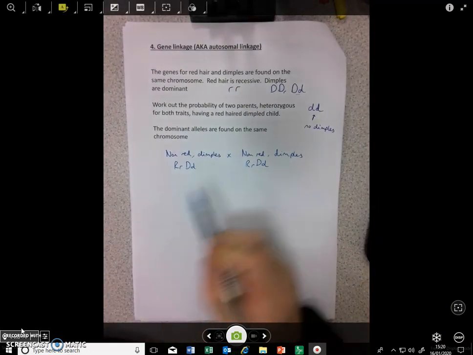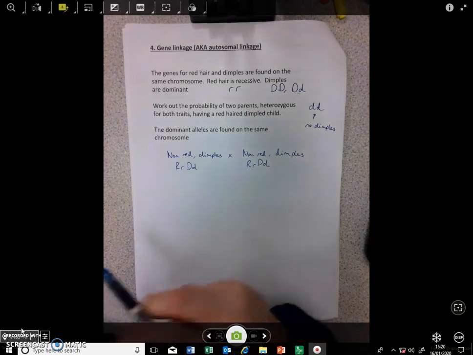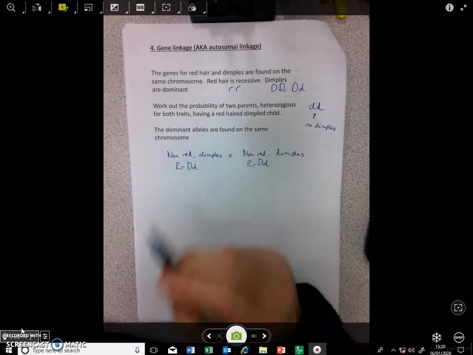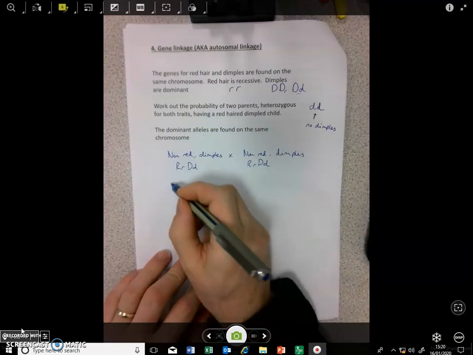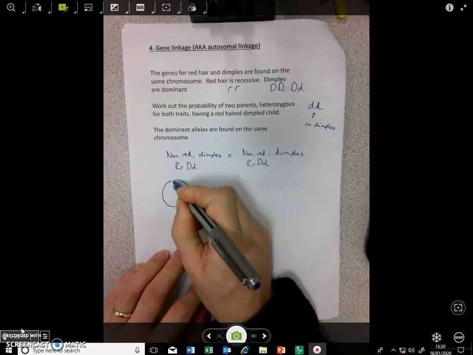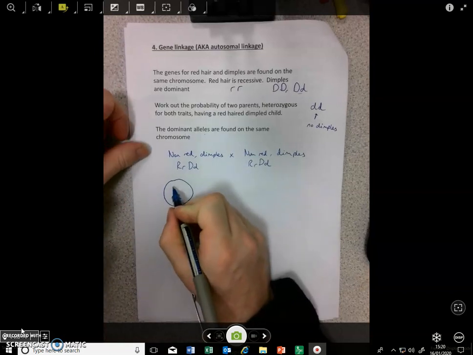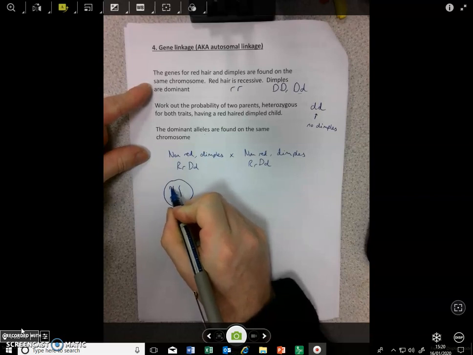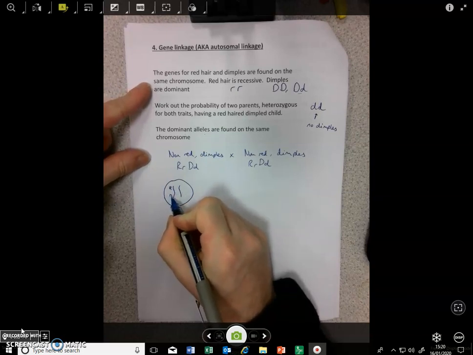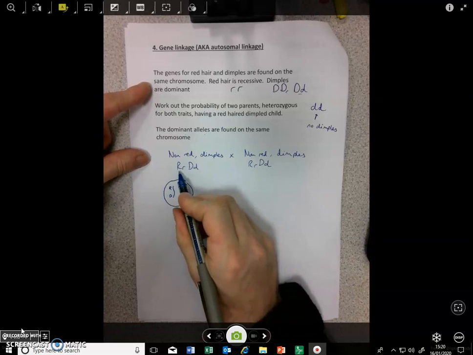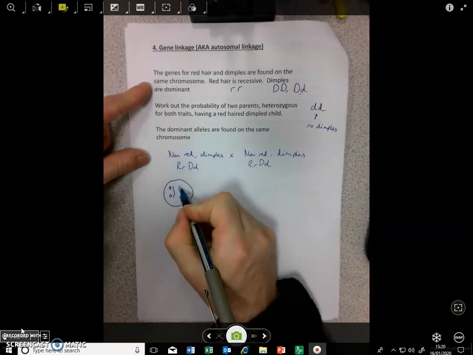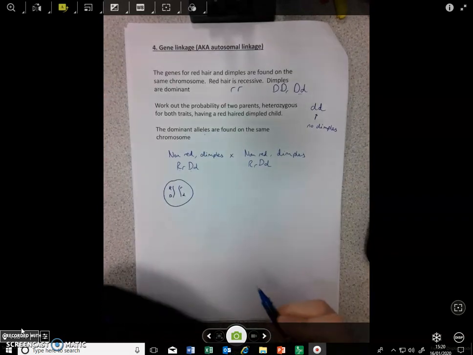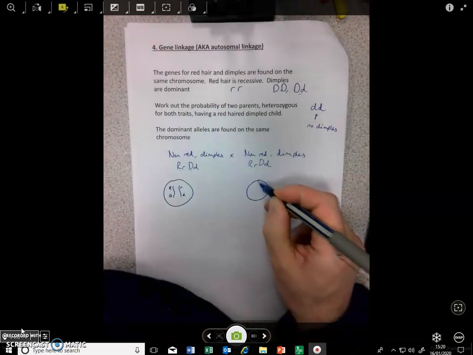Okay, this so far is exactly the same as the dihybrid, but this is where it gets different, because it says the dominant alleles are found on the same chromosome. What does that mean? Let's draw a cell from this individual, and rather than having R and D on separate chromosomes, these are going to be on the same chromosome. Now they told us that the dominant alleles, that's both the dominant R and the dominant D, are on the same chromosome. That means that the lowercase ones, the recessive alleles, must be on the homologous chromosome. And that's going to be the same in this one over here.